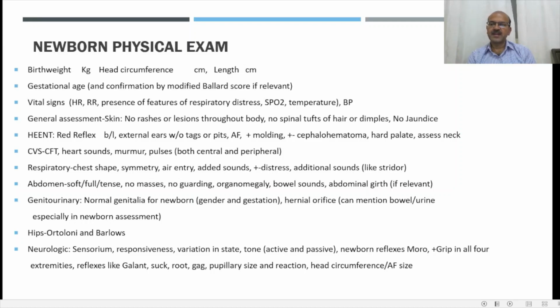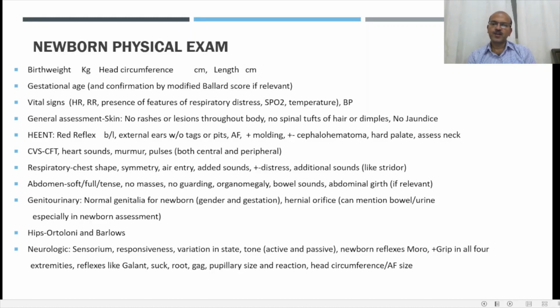In terms of the respiratory system, you evaluate the chest shape, symmetry, air entry, presence of added sounds, any distress features. You can refer my playlist on respiratory distress, and additional sounds like stridor. Assessment of the abdomen should mention whether there is soft, full, tense abdomen, whether there is any mass, organomegaly, and bowel sounds should be listened to as well. You may have to listen for a little extended period of time to hear the bowel sounds. And abdominal girth, if you're measuring for any reason, you can mention it.